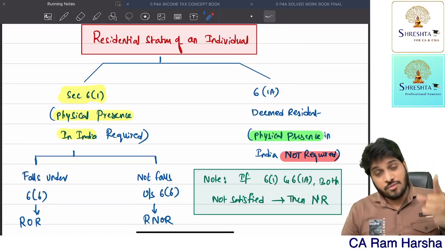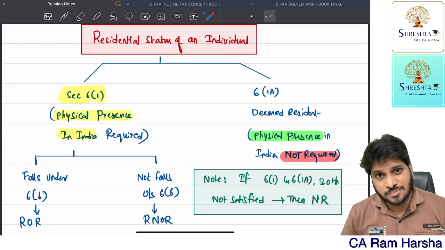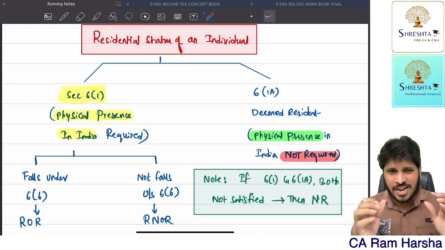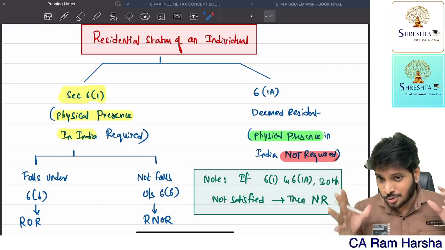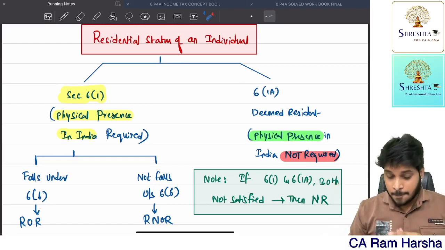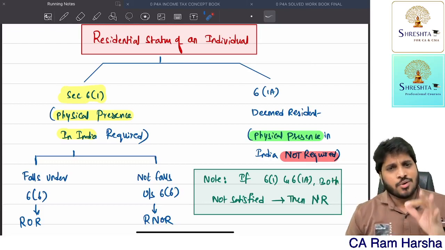Getting it? Even though physically he is not present in India. Now, when a person becomes a non-resident, see, I have not yet entered into the actual section. I'm only giving you a brief overview. Getting it? When a person is treated as a non-resident, very simple.